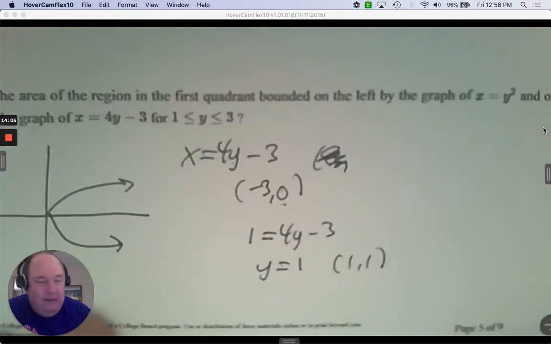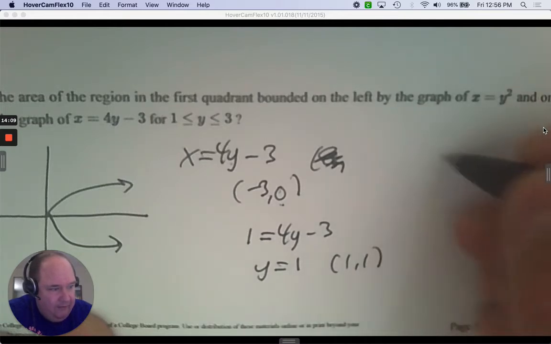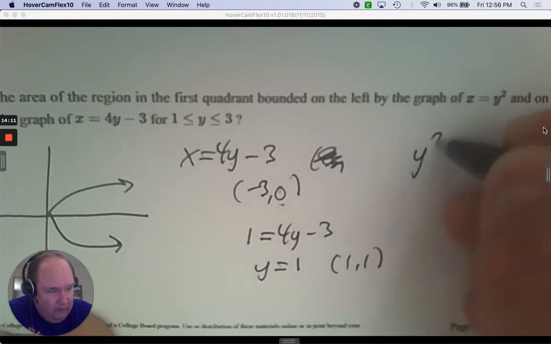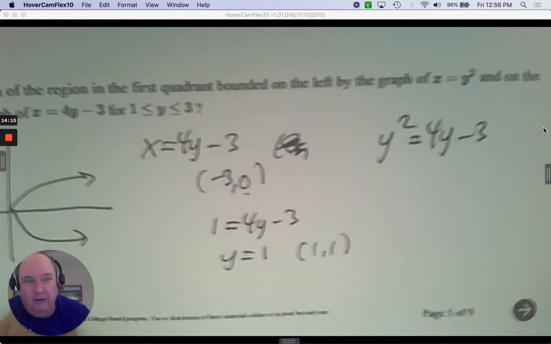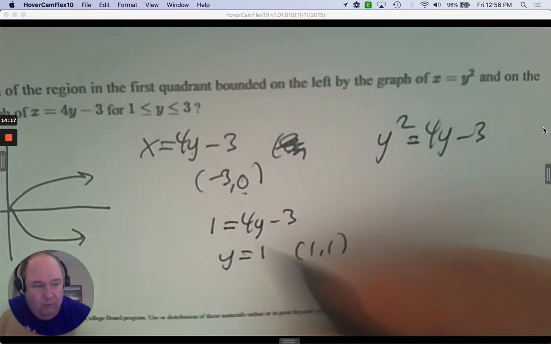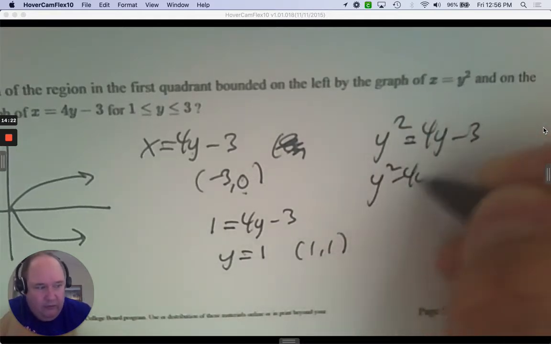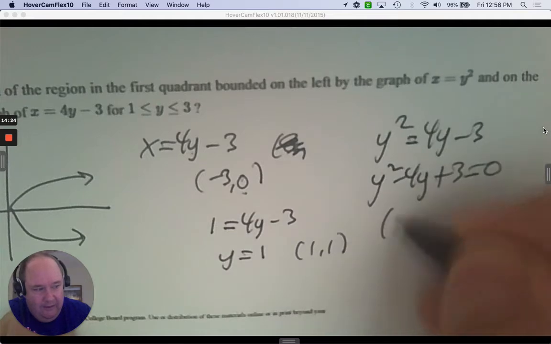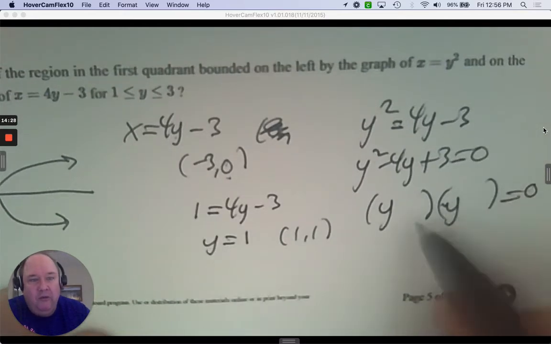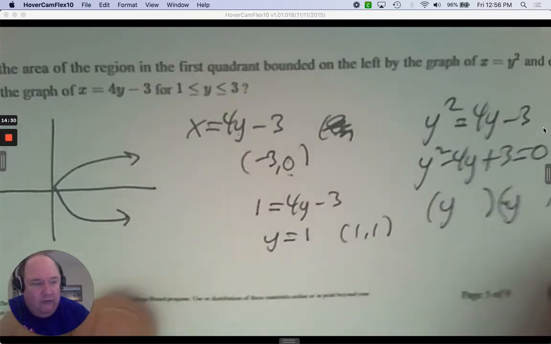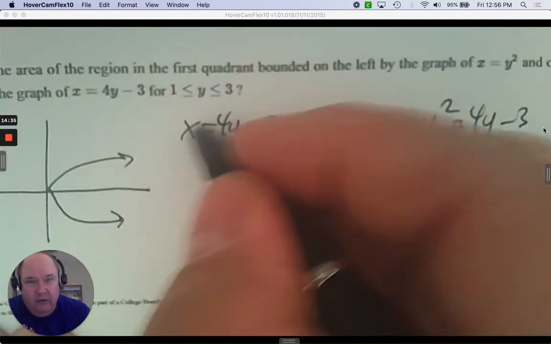And I need to make them equal to each other because I have to find the limits. So I have x equals y squared, x equals 4y take away 3. So why don't I just find where the limits are, and I'm wasting my time here. So can you solve for y here? So subtract 4y, add 3. Can you factor it? So once you factor it, find the solutions and put them on your graph. And then you're going to draw a line.